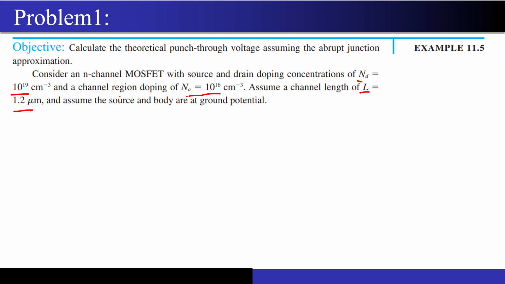Correct? So now first of all we will write from the expression that we have written previously for the punch through. The channel length of 1.2 micrometer should be equal to X depletion on the source side plus X depletion on the drain side. So this is equation number 1. Now how to calculate this width? Calculating this width is not at all difficult, right?